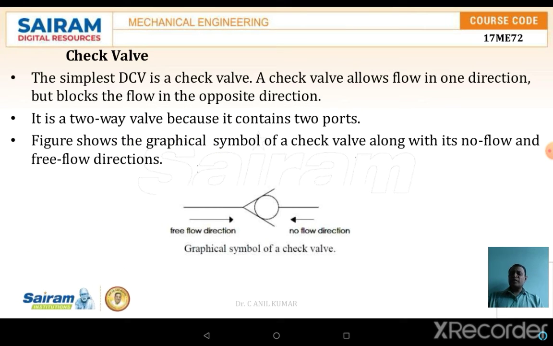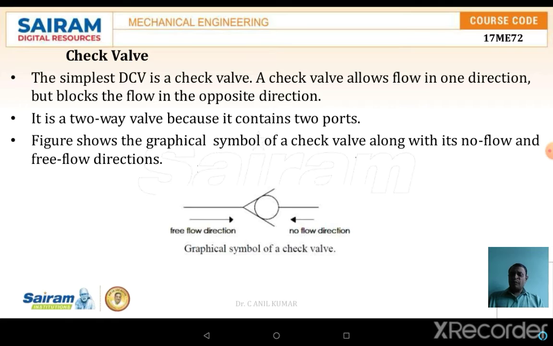These are the different types of symbolical representation normally used in hydraulic circuits. First, what we are discussing is with respect to the check valves. The DCV check valve is the simplest one, and it is represented by a Y shape with a circular round shape with a horizontal line. It is a two-way valve because it contains two ports, both in the forward direction and in the reverse direction.